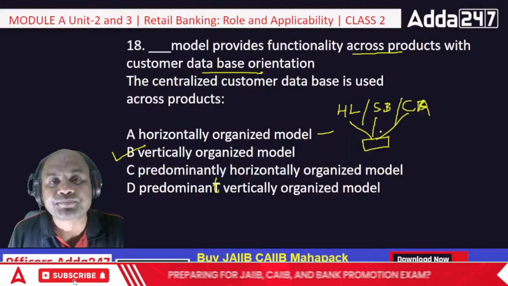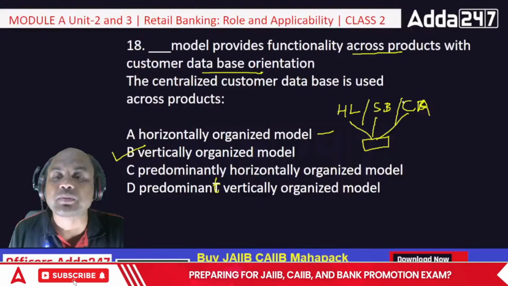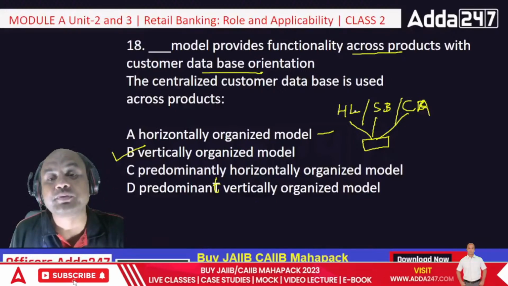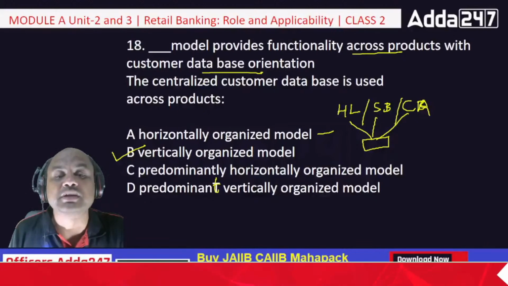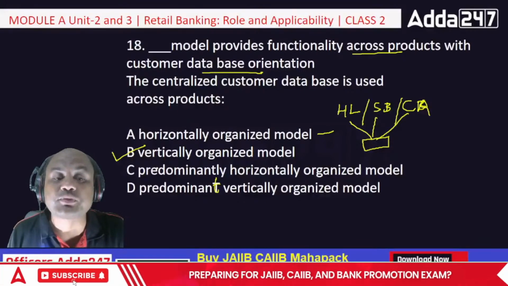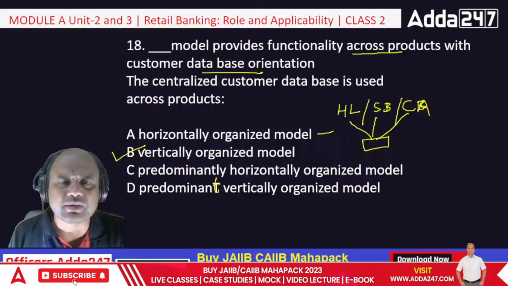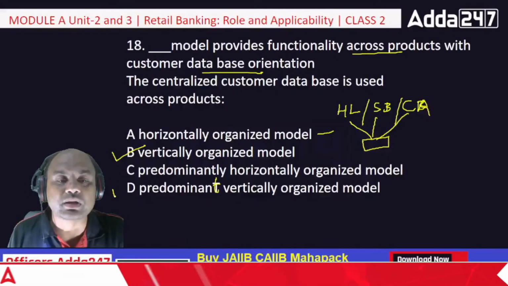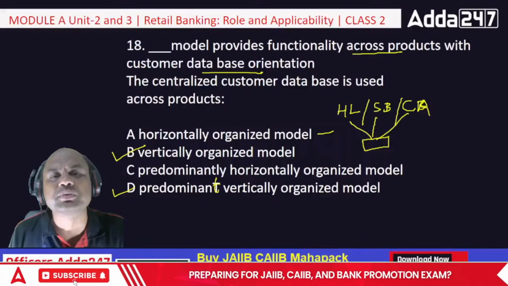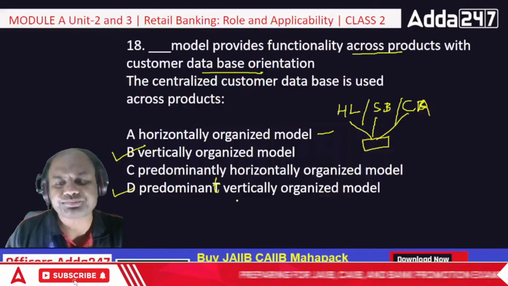So now what happens? The same customer can be targeted by any of these branches, any of these departments. That's why the vertically organized model has a centralized customer database, and this is the future. This is where we have to go. In nationalized banks, we also have this now, but to some extent. We are in this PV model, predominantly vertical, which means almost 70-80% is shared now.